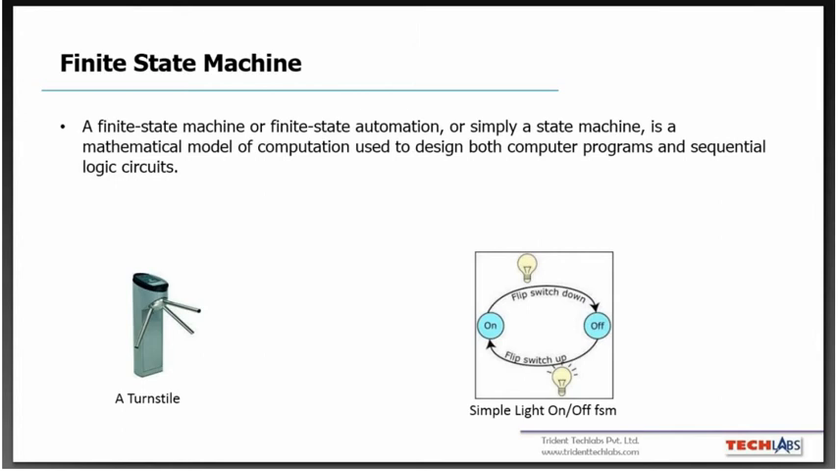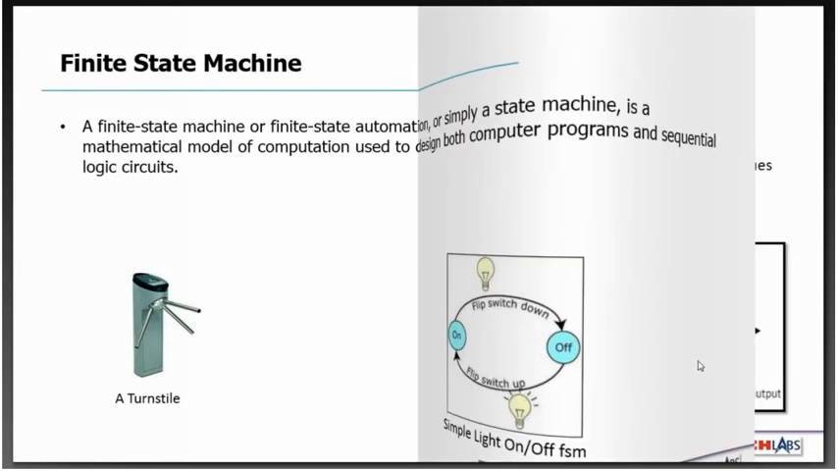Typically, we have so many other state machines also. The two examples that I have depicted are a turnstile as well as the simple on and off of a tube light. So next, what are the types of FSM that we are dealing with today?